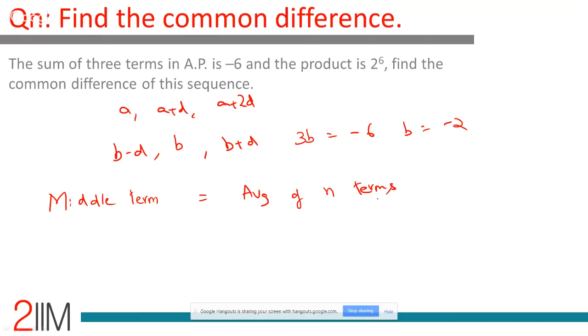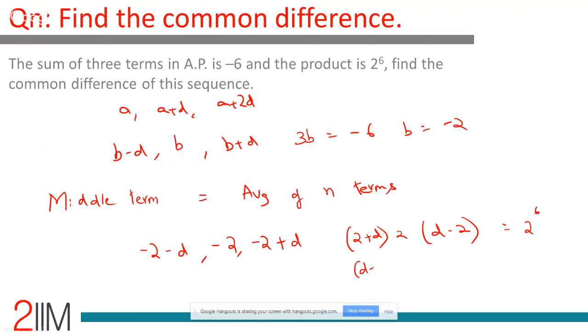In this question, the sum of 3 terms is -6, so the second term is -2. The third term will be -2 plus d. The first term will be -2 minus d. Now, (-2 minus d) times (-2) times (-2 plus d). If you multiply these three, you get 2 power 6. So I'm going to call this (2 plus d) into 2 into (d minus 2). There's a minus I'm taking out, and that minus also I'm taking out. These three multiply to give us 2 power 6.